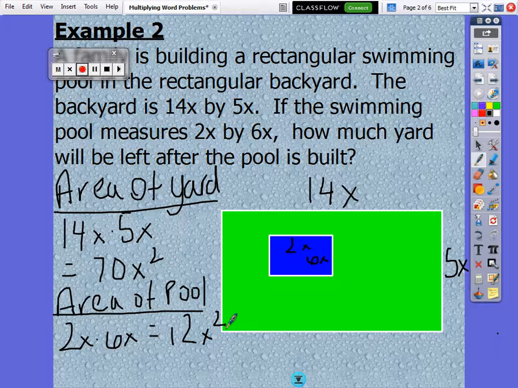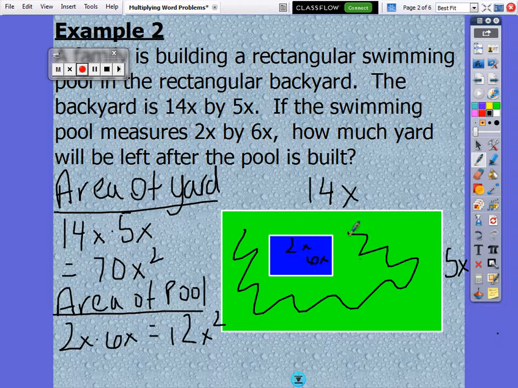So now I have the area of the yard and the area of the pool, and I want to figure out what's left. So basically I want to find this shaded region here. In order to find this shaded region, or the green region there, you need to take out your pool. So in order to take out the area of your pool, you're going to subtract your yard minus your pool.